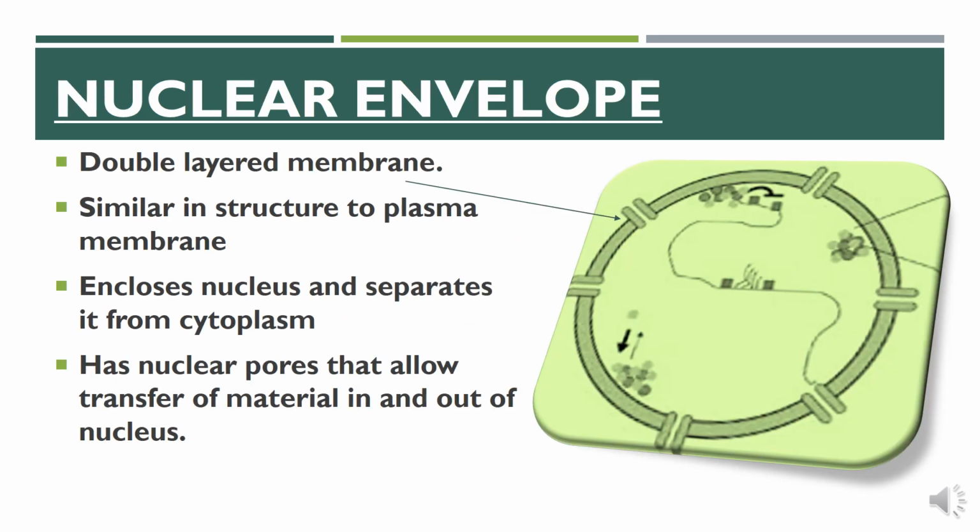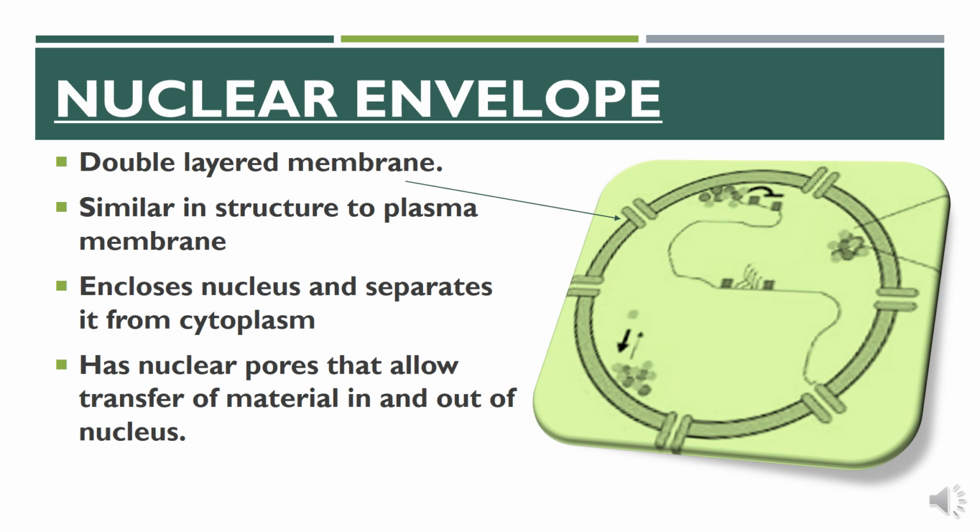So the first one is the nuclear envelope, and this is the outermost covering of the nuclear material present in the cell. This is a double layered membrane. Just like the plasma membrane, this is also made up of two layers, as you can see in the diagram, and it is similar in structure to the plasma membrane. It encloses the nucleus and separates it from the cytoplasm. As it encloses the entire nuclear material, तो in this way ये separate करता है cytoplasm से एक nucleus को, उसके सारे content को cytoplasm से contact में नहीं आने देता.